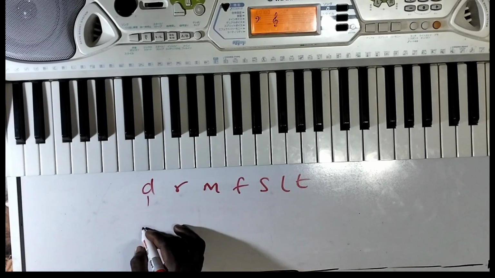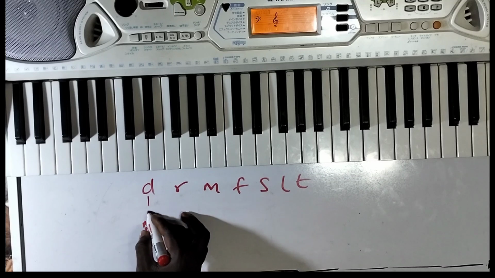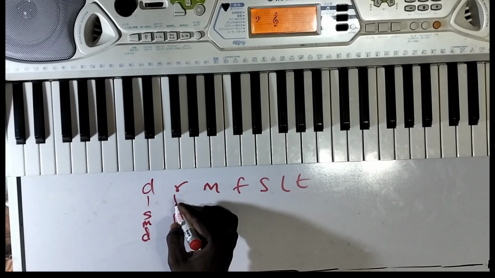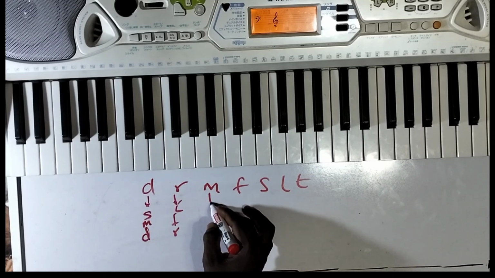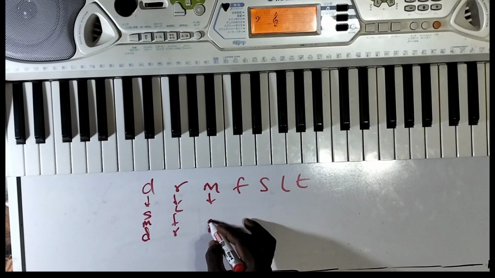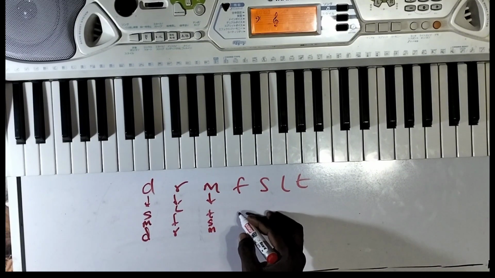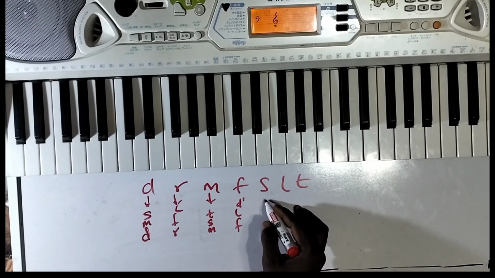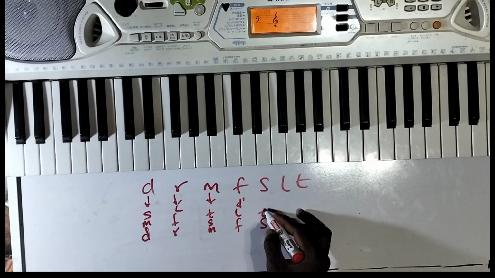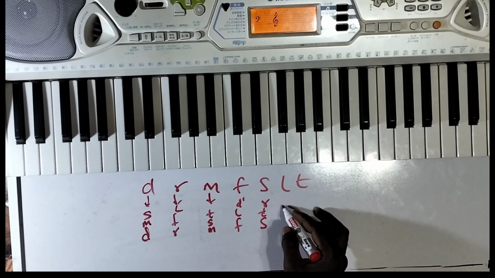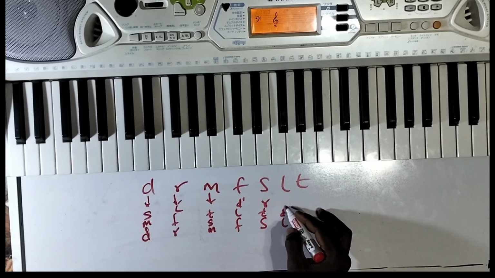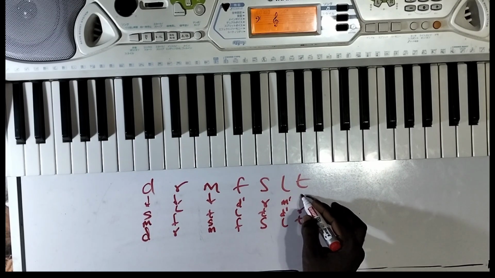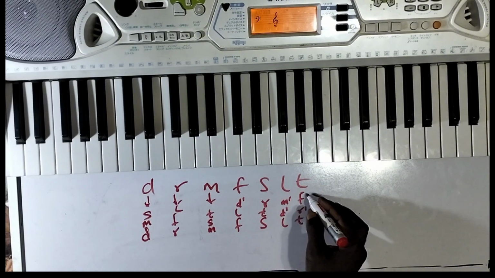Remember that do chord is do, mi, sol. Re chord, re, fa, la. Mi chord is mi, sol, ti. Fa chord, fa, la, do. Do you understand it? Sol chord is sol, ti, re. La chord, la, do, mi. Ti chord is ti, re, and fa. That is how it works.